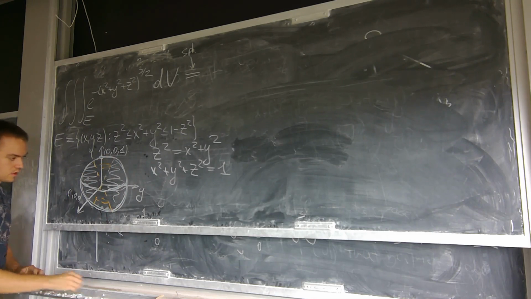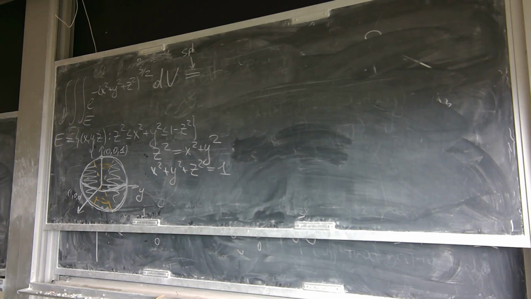Okay. So do you have any questions about how I found my region? How many people got the right region right away? Did you miss the part about the double cone? Okay, so this was the trick about this problem. Can I explain how you got the double cone again?